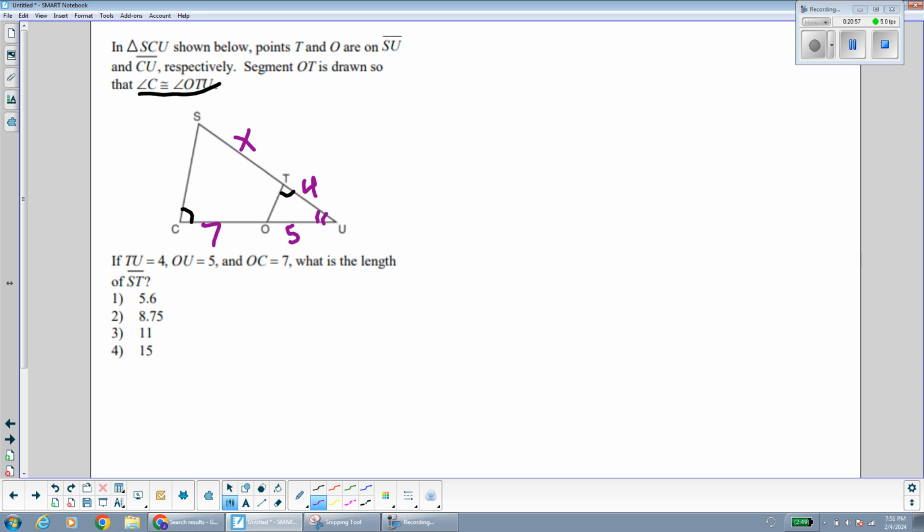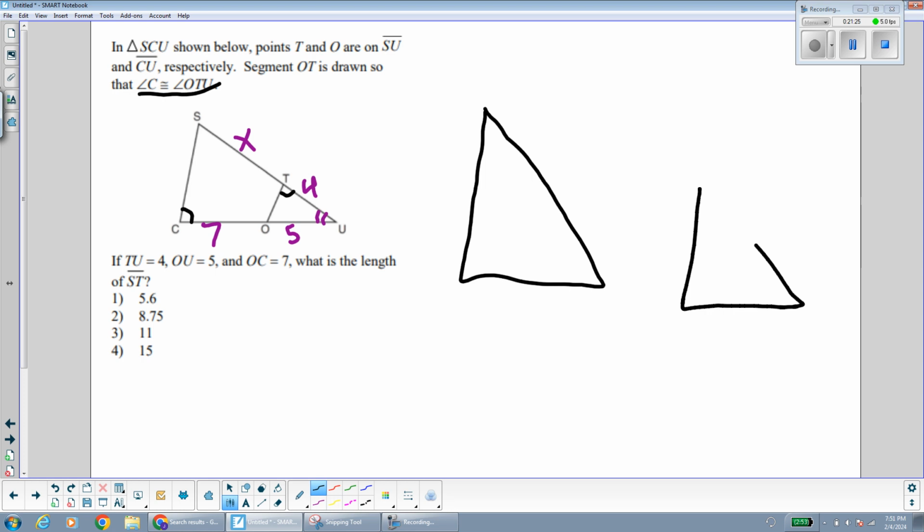So what I'm going to do is redraw both of the triangles so that they're facing the same way and so that their corresponding parts match up. I'm just going to draw them both with angle U at the top because they share that angle. So angle U has to correspond in both the big and the small triangles because that's the angle that they share together. I'm not a good artist, so this is not going to look right. But I'm redrawing them both so that the shared angle, angle U, is at the top.